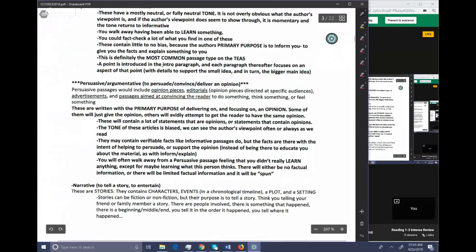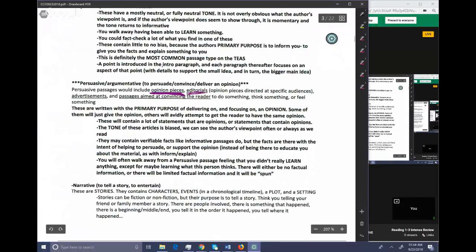So this includes opinion pieces. If you see something has an opinion in the name, there's an article in one of your mock tests that's called Opinion on American Poetry. Boom, right there. The title literally says Opinion on American Poetry. You know it's persuasive, whether that person was pushy or not.